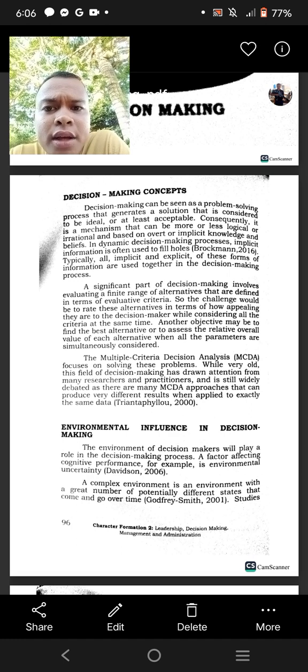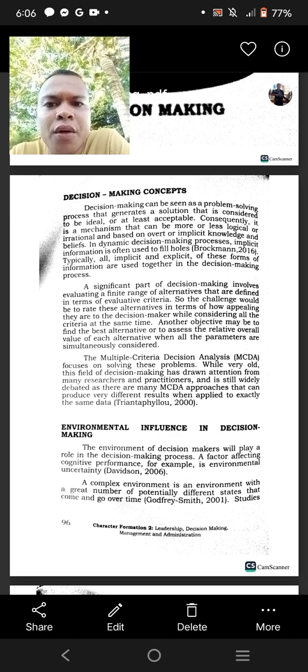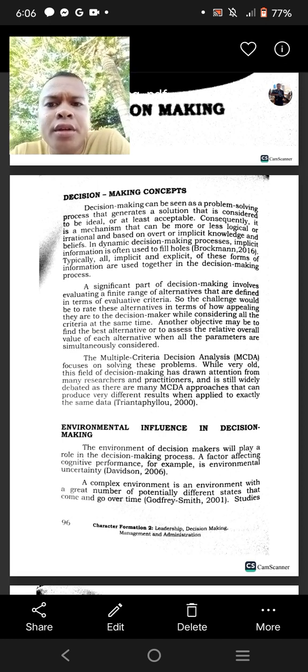Consequently, it is a mechanism that can be more or less logical or irrational and based on overt or implicit knowledge and beliefs. In dynamic decision-making process, implicit information is often used to fill holes. Typically, all implicit and explicit forms of information are used together in a decision-making process.